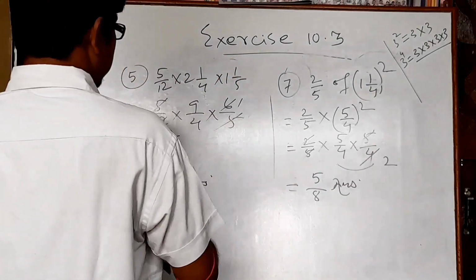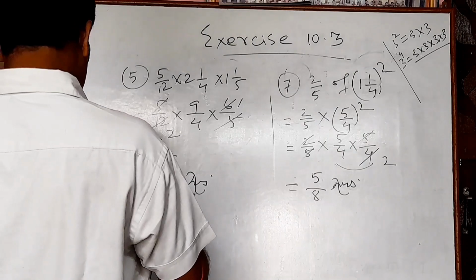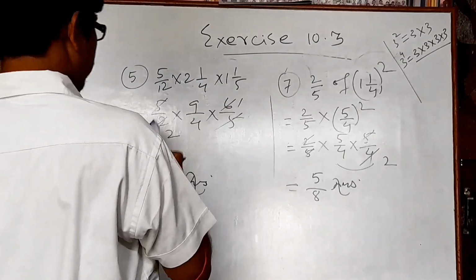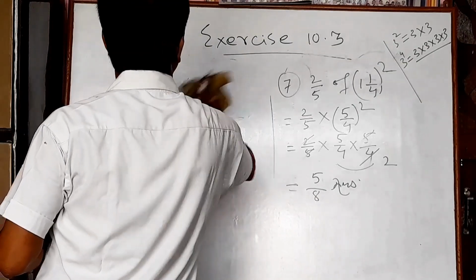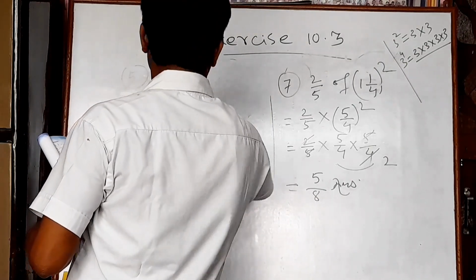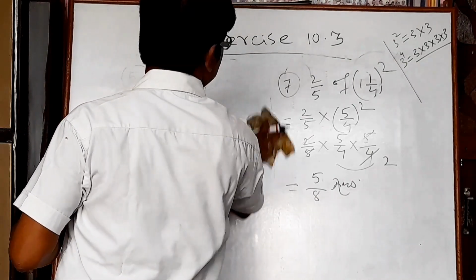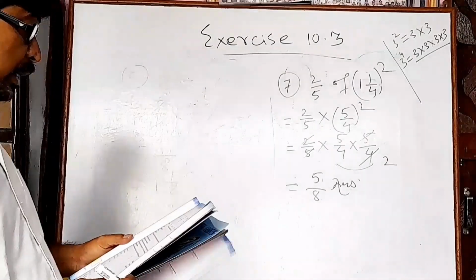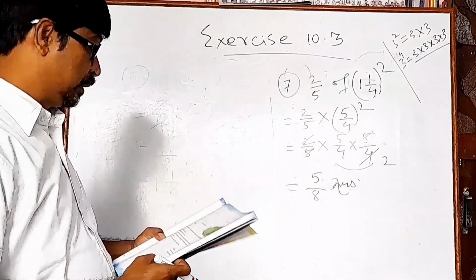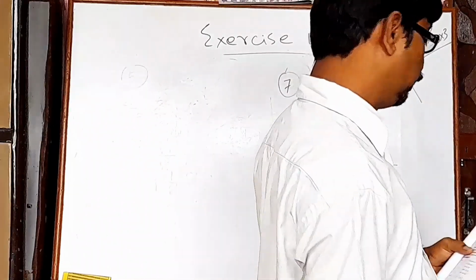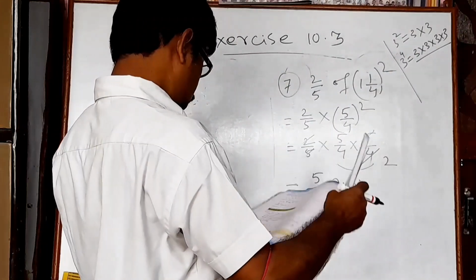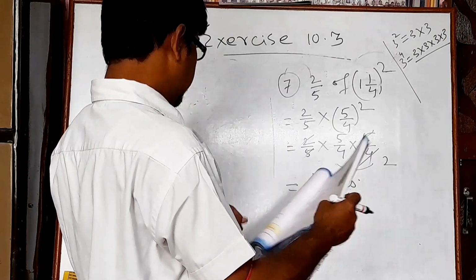Now children, go to the next exercise, 10.4. Here we have to go a little bit faster because the examination will be taken. So I'm trying to finish at least 2 chapters, chapter 9 and chapter 10. Let us do this exercise 10.4.